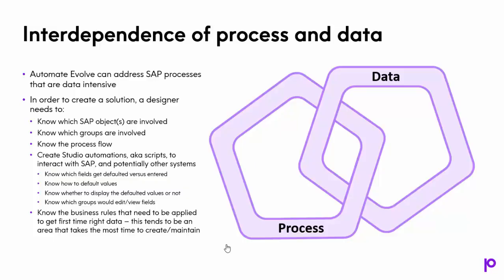They want to know which fields get defaulted, maybe they're hidden and not even displayed, which fields require values, do they have lookup values, which values go with each other that are related, create views for those different teams, have fields be editable or not editable, and then knowing the business rules that need to be applied to that data to get it first time right. And that applies for both creation and maintenance. And those rules can change over time.